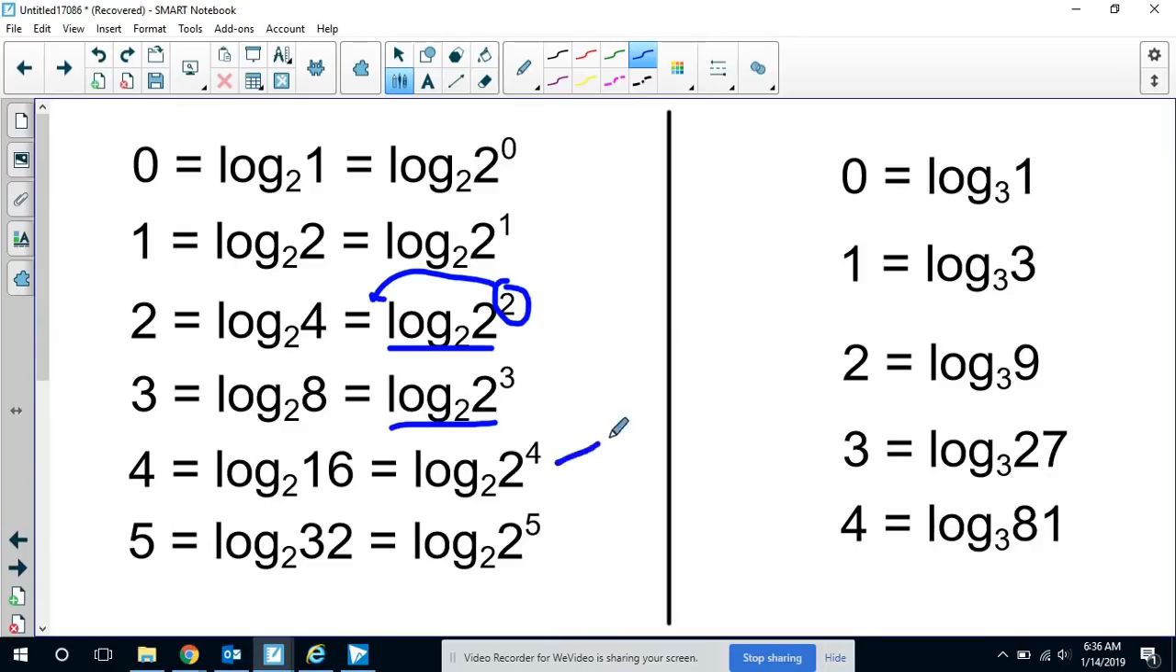So this is an easy way to see it. If I look at this problem, not only could I rewrite 16 as 2 to the 4th, I could rewrite 16 as 4 squared. So let's say I have log base 2 of 4 squared.